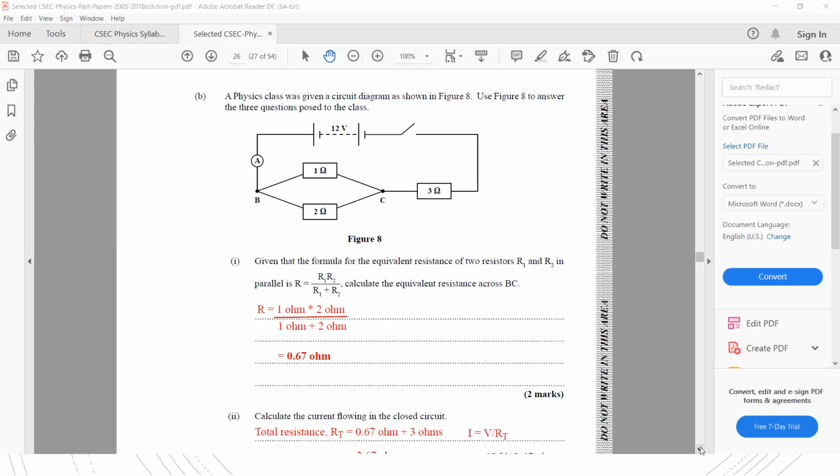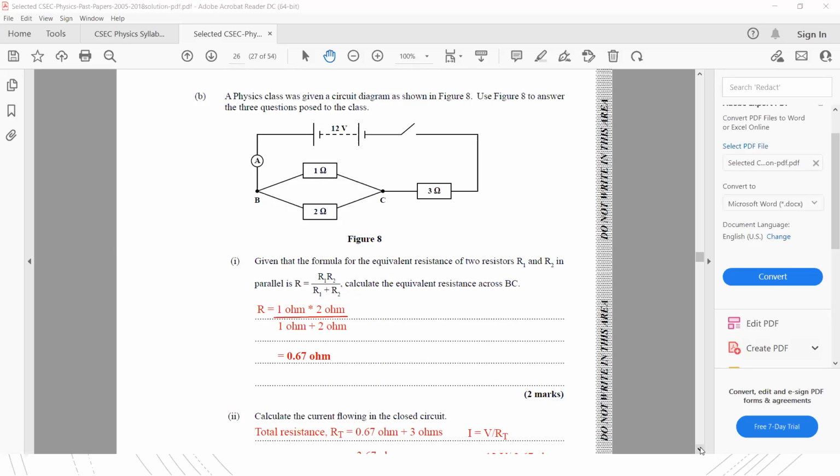Given that R is equal to R1 times R2 divided by R1 plus R2, you just fill in the information. R1 and R2 would be 1 ohm and 2 ohms respectively. So 1 times 2 is 2, and you divide that by 1 plus 2, which is 3. So 2 divided by 3 is 0.67 ohms. And that would be the effective resistance of the parallel part of the circuit.